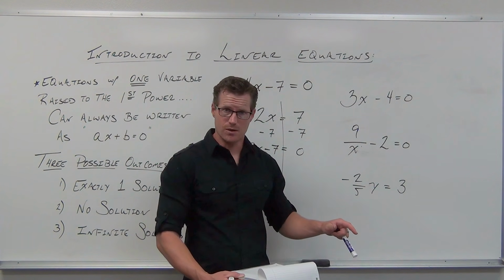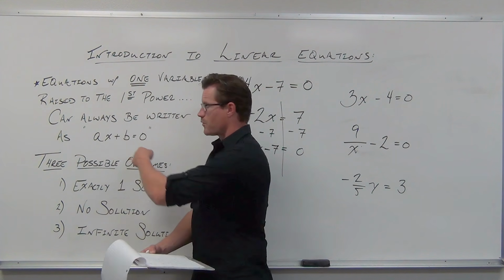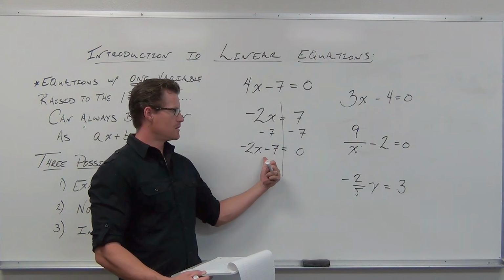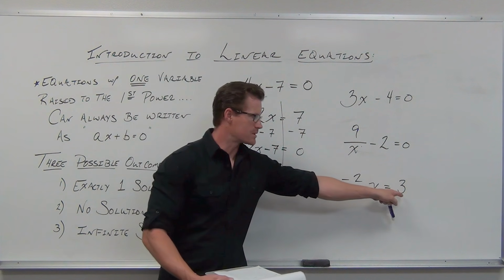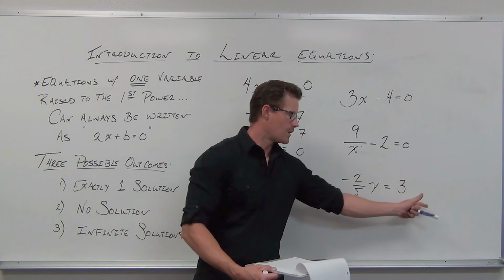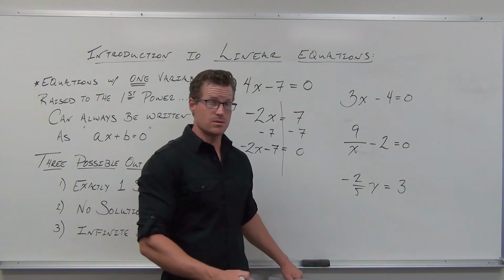Could you take the time right now to write this in that form? It's just like the previous example. You can either choose to get this constant on the left or this term on the right, the variable term on the right. I'll show you both ways, but take some time right now and do that, okay?